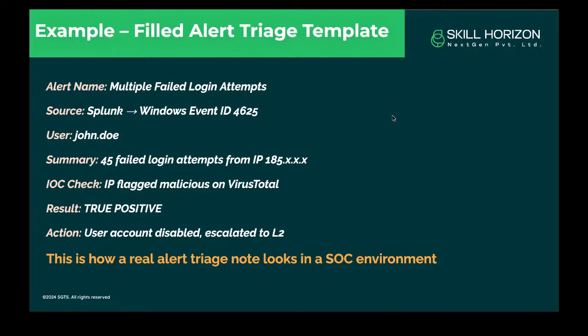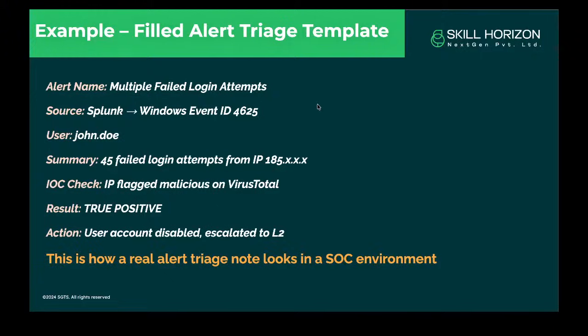You already know about this. The user that is affected, the summary. Summary means what you are basically observing. So you noticed 45 failed login attempts from a particular IP. So that will be your go-to structured template to fill up.